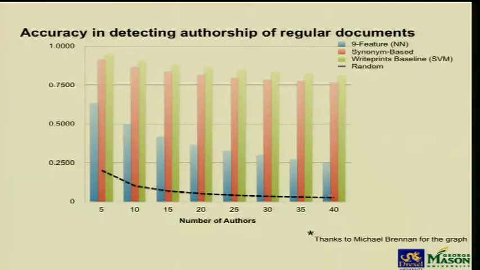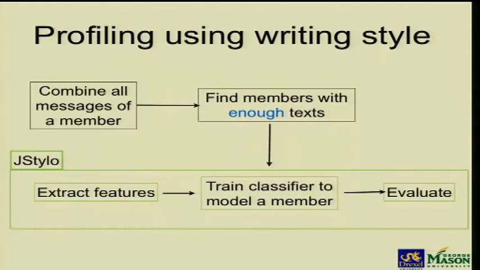This is a graph that shows evaluation of the current writing style analysis methods. I took this from last year's talk from Mike's. And here you can see that with 40 users, our writing style analysis methods are over 75% accurate in identifying a member. So they're very good in finding people.